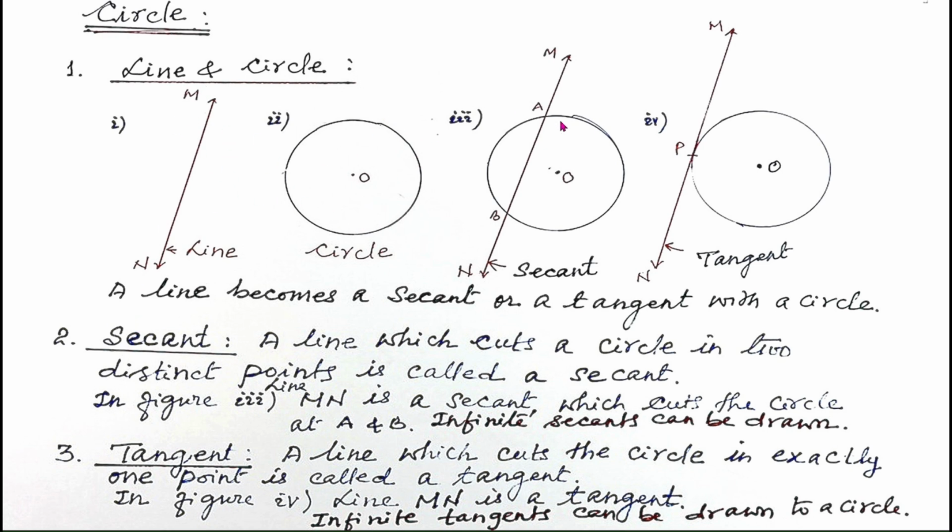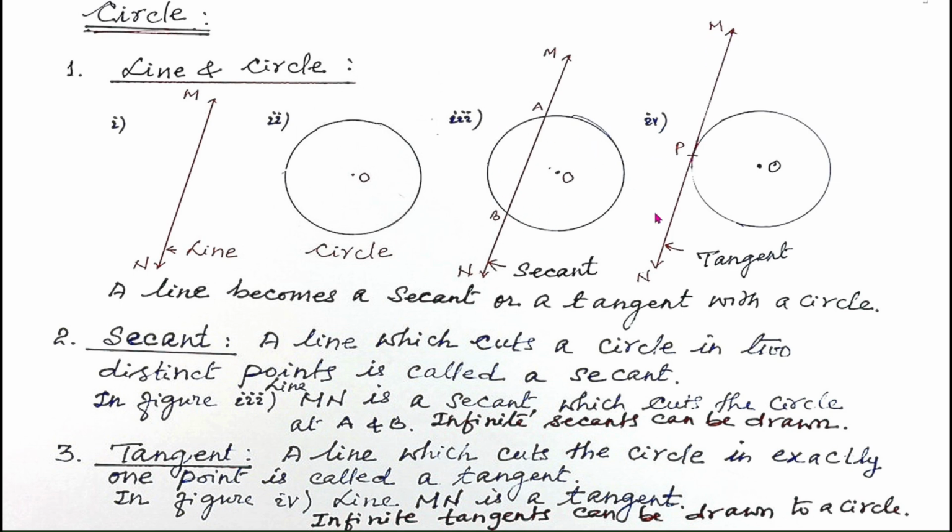If a line cuts a circle in two distinct points, if you see here, we have a circle with center O, and MN is a line which cuts the circle in two distinct points A and B. When a line cuts a circle in two distinct points A and B, then that line is called a secant. Therefore, we define a secant as a line which cuts a circle in two distinct points. So MN, although a line, is now a secant because it cuts the circle in two distinct points A and B. Infinite secants can be drawn to a circle.